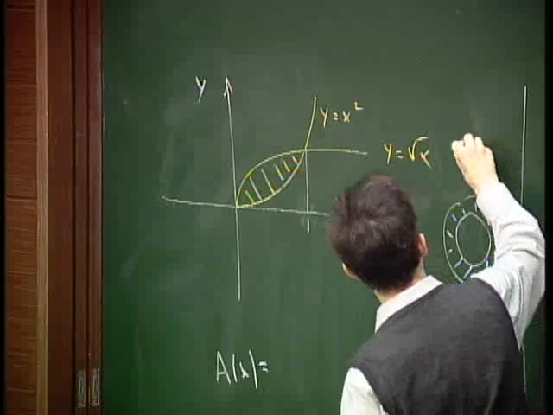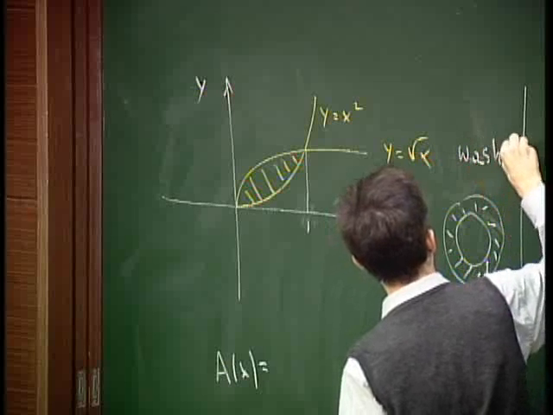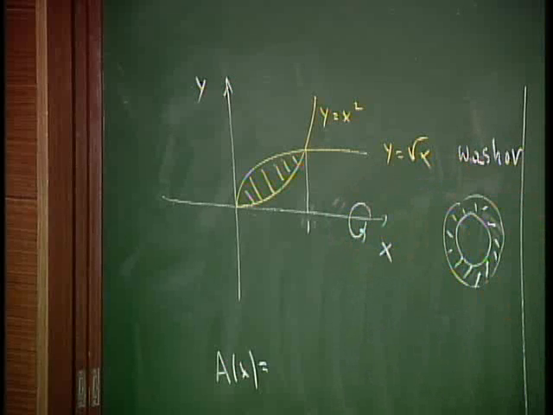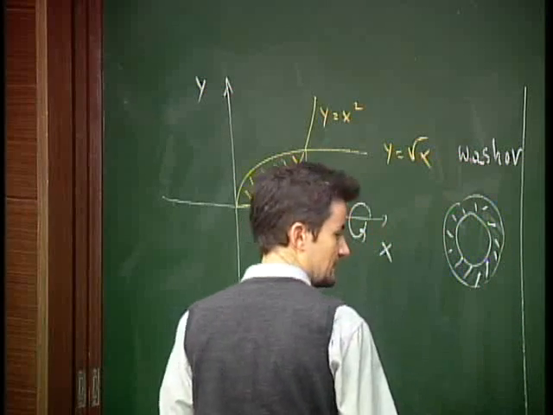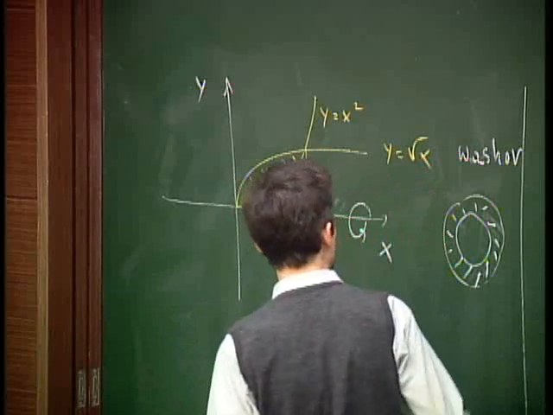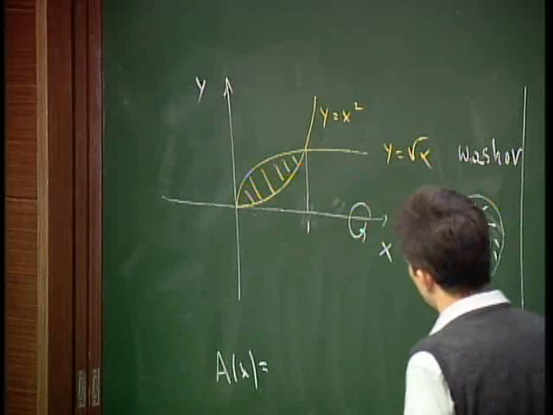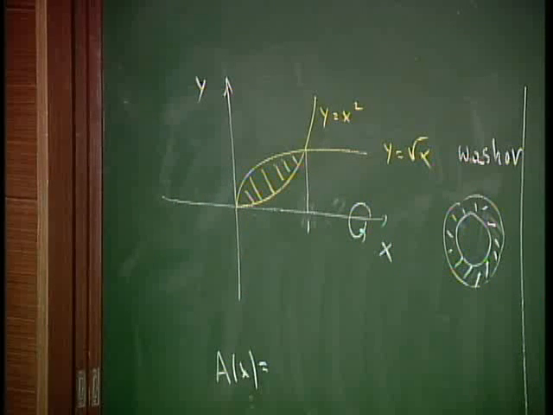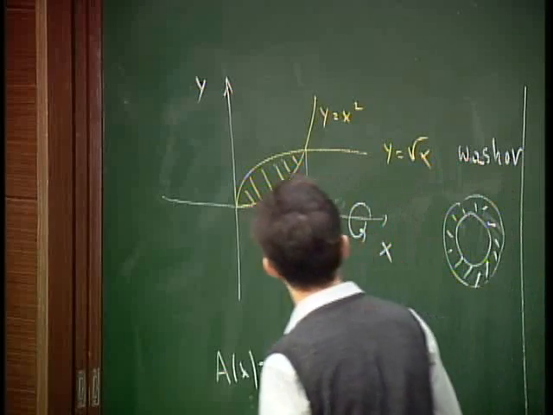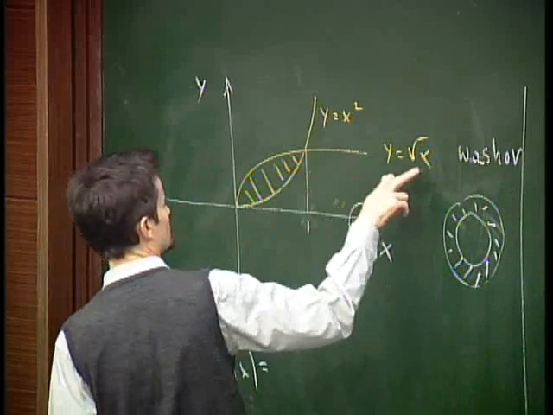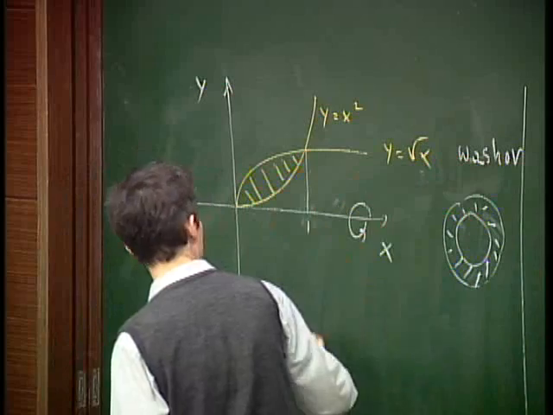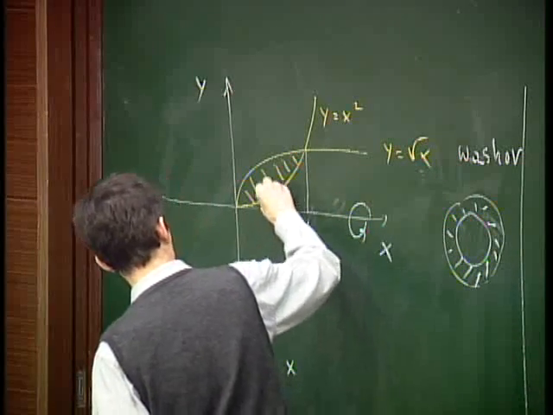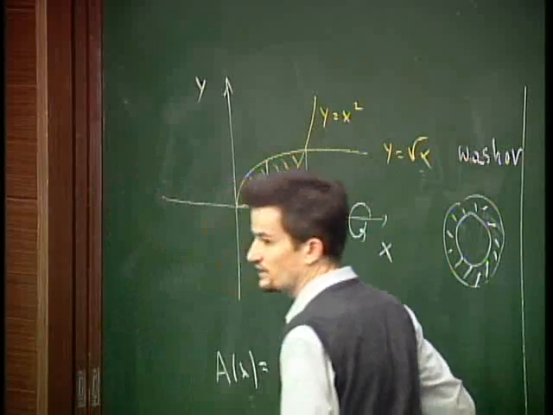Okay, we call this in English a washer. So the cross sections here are washers. But in order to compute A(x), the area of the cross section, you just have to look at the outer radius. The outer radius is here, square root of x. So you have here two radii, the inner and the outer radius.